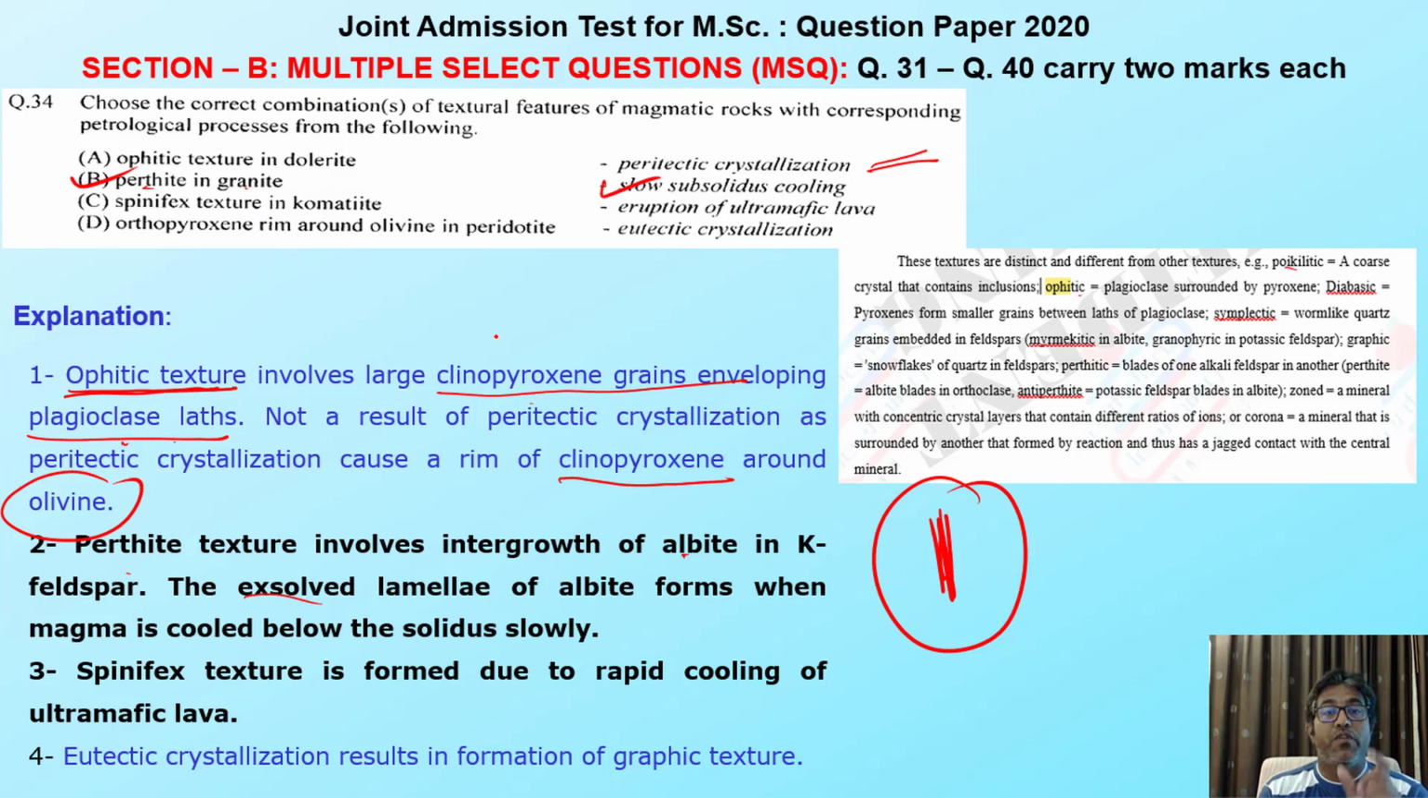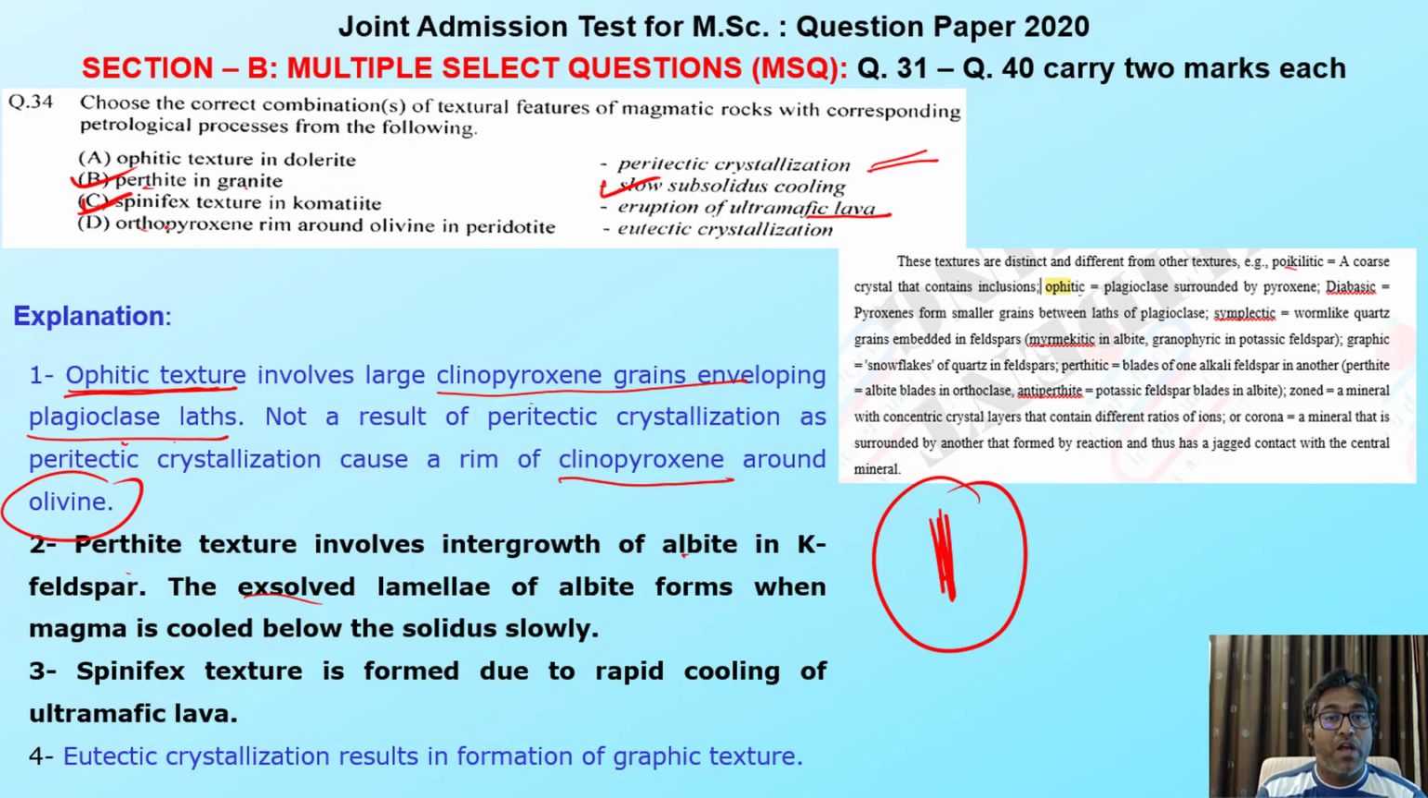Spinifex texture, you know, is a quench texture. When will quenching happen? When the cooling is very fast. So with the eruption of ultramafic lava, it will solidify very quickly, so it will form the spinifex texture in komatiite. So option B is okay.